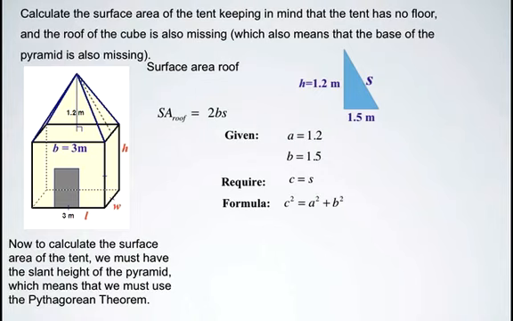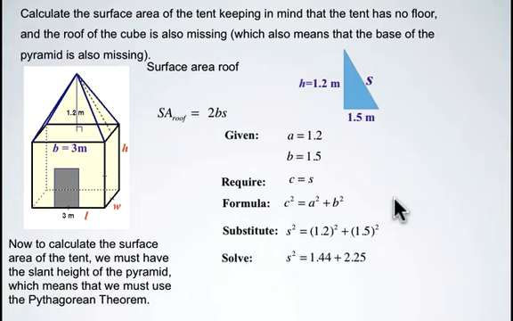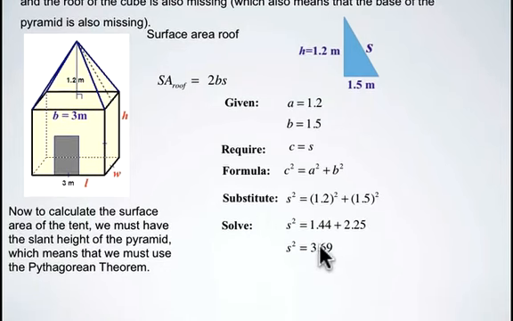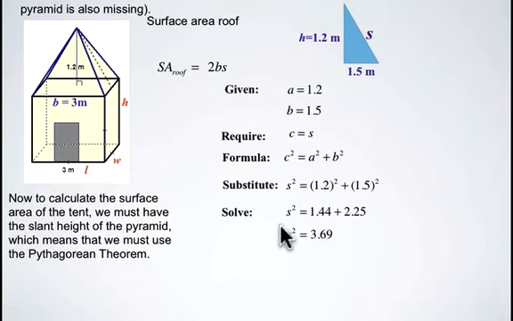So the Pythagorean theorem is c squared equals a squared plus b squared. If we make our substitutions, we'll have 1.2 squared plus 1.5 squared equal to s squared. Now 1.2 multiplied by 1.2 is equal to 1.44, plus 1.5 multiplied by 1.5, which equals 2.25. Adding those two together will bring us to 3.69, and remember, we want to find out what s is equal to, not s squared, so we need to find the square root of 3.69. The square root of 3.69 is 1.92 meters.